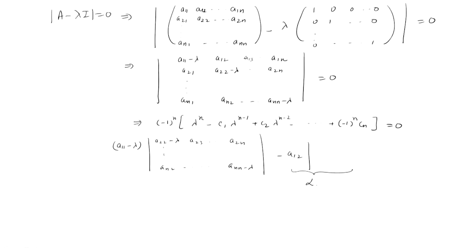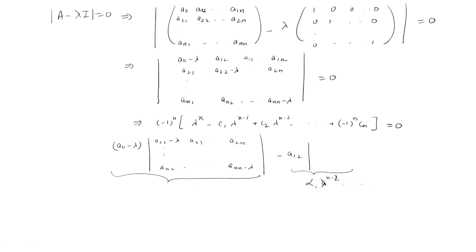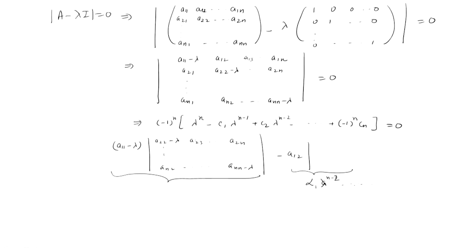So, what we can conclude is that the remaining terms will contain say alpha 1 lambda raised to power n minus 2 and so on. So, that means the power of lambda raised to power n and the power of lambda raised to power n minus 1 are coming only from the first determinant. Now if you open from this, here is something, A33 minus lambda again. If you open from this element, again you will delete this column and this row. So, 2 powers of lambda are still not coming.